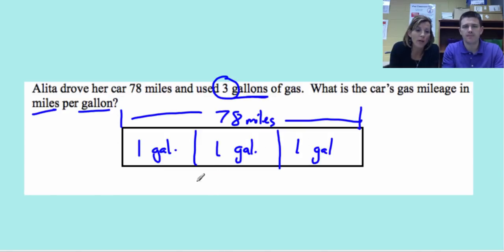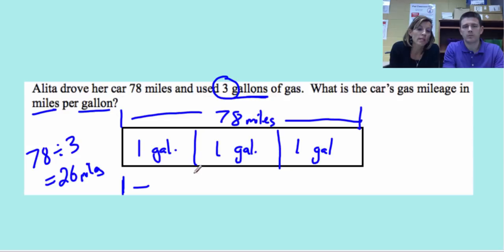And then math-wise, you need to do 78 divided by 3 on your calculator. So look at your picture. You took 78 and you divided it into 3 parts. That's mathematically what you want to do. Which is an even 26 miles. So underneath one section of your bar diagram, you label it 26 miles, please. Because that's how much one section is worth.